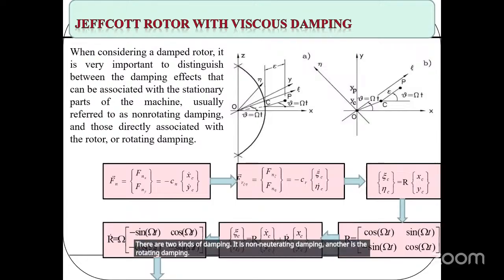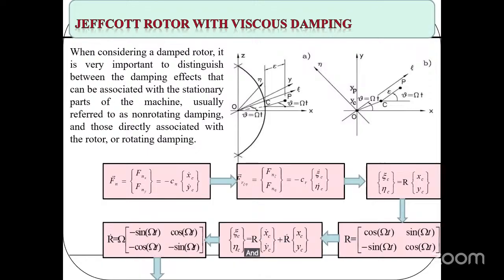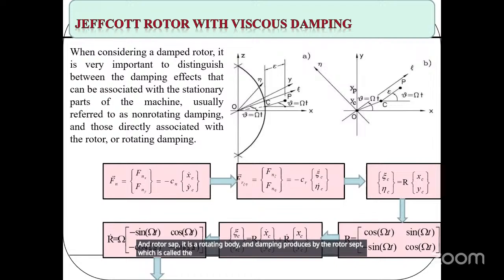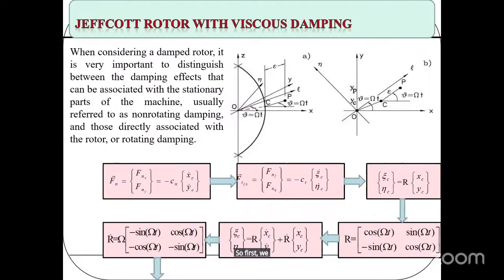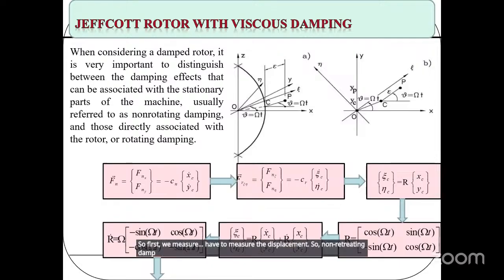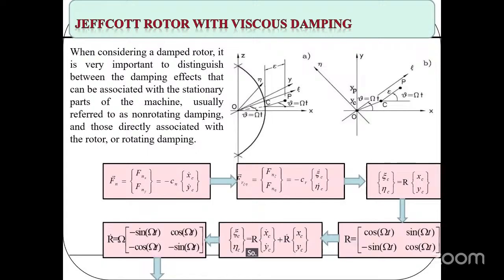There are a few parts which are not rotating, and the damping produced by those parts is the non-rotating damping. The rotor shaft is a rotating body, and the damping produced by the rotor shaft is called the rotating damping. For non-rotating damping, the damping force is proportional to its velocity, and velocity is the rate of change of displacement. So first we have to measure the displacement. To consider the dissipation force, the displacement of the non-rotating parts is measured from the inertial frame of reference.